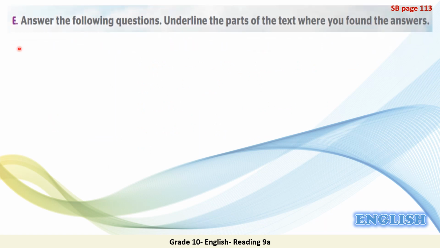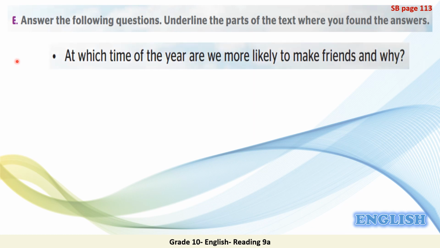Let's look at exercise E, page 113. You will answer the following questions. Underline the parts of the text where you found the answer. This is a CR question that you are required to answer in a full sentence. At which time of the year are we more likely to make friends and why? So I need you to pause the video for a minute, read through the text, try to form your answer.